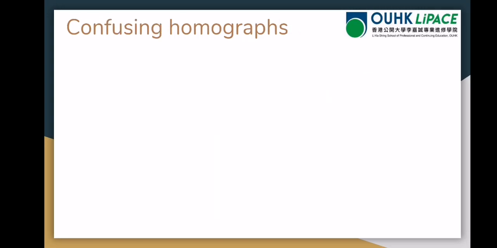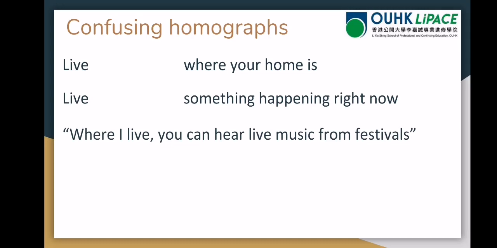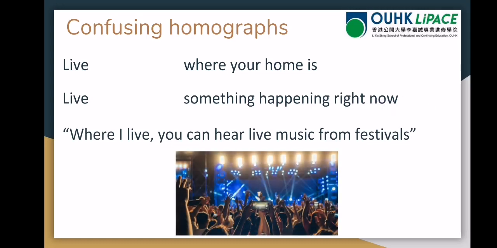And all of these homographs can be quite confusing, but I've picked a few that I think are the most confusing. This would be live, so where your home is. I live in Hong Kong, I live in a house, I live in America, whatever. And the other one is live, so something happening right now, like live TV, live music, live sports. So where I live, you can hear live music from festivals. Yep, so that could be quite confusing, and you need to understand the rest of the sentence to know what word you're talking about.